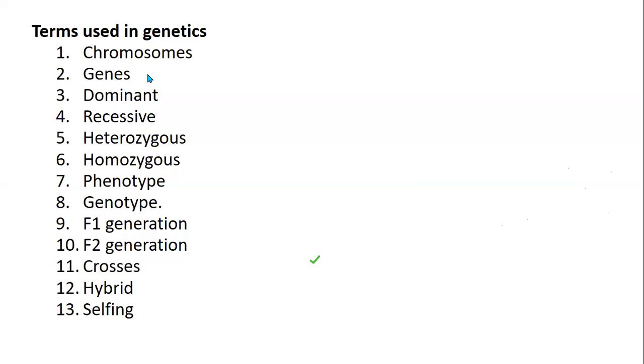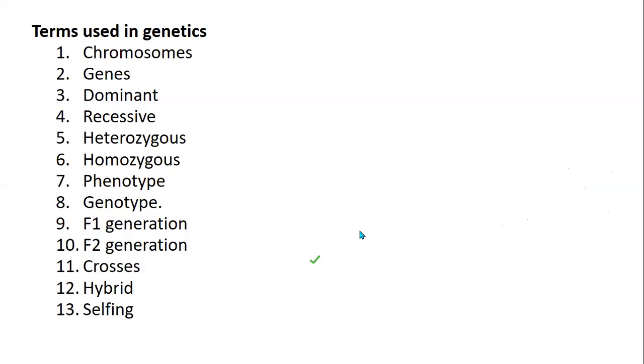There in the discussion, alleles. Then we have dominant. Then we also have recessive. We have heterozygous, homozygous, phenotype, genotype, F1 generation, F2 generation. We have words like crosses, hybrid, selfing, crossing, and so on.